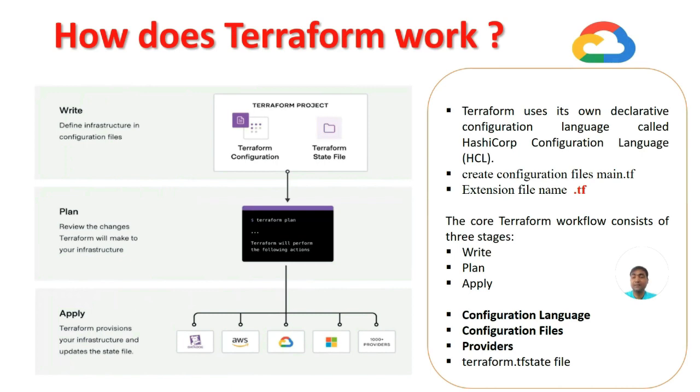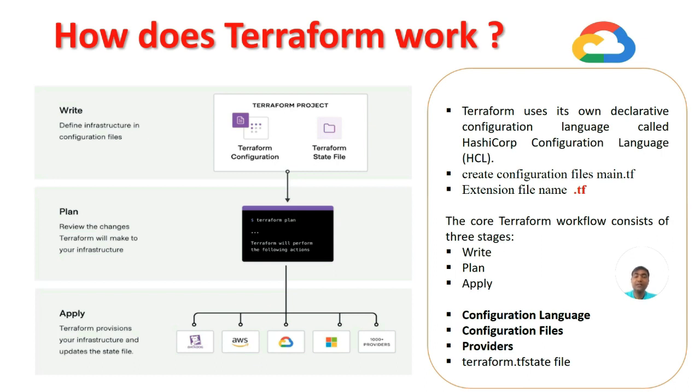Guys, as you can see here, Terraform allows you to define, create and manage your infrastructure resources across various cloud providers and services. Basically, the core Terraform workflow consists of stages like write, plan, apply and state management. In the write stage, Terraform integrates with different cloud providers such as AWS, Google Cloud, Microsoft Azure and more. You can specify the provider you want to work with in your configuration file along with the necessary authentication and credentials.